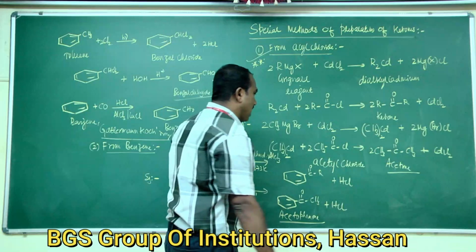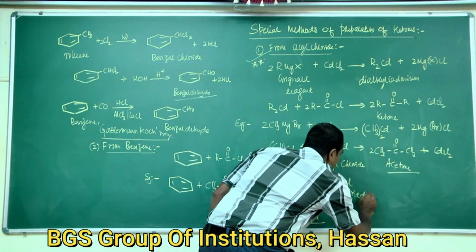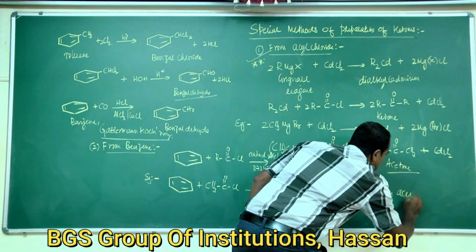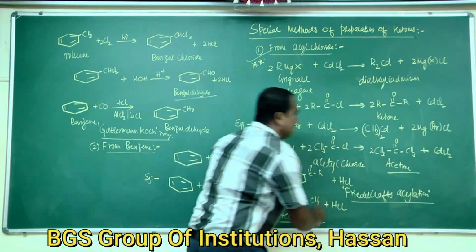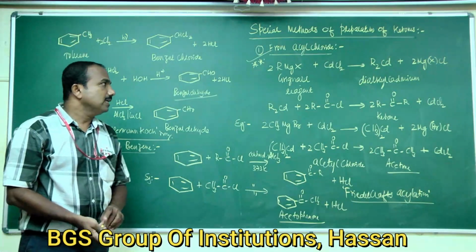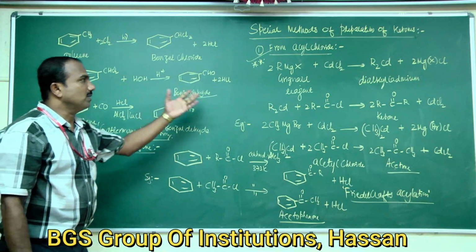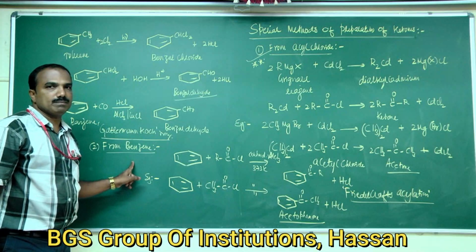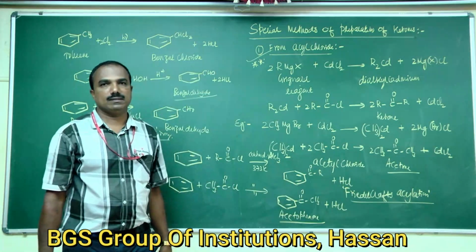This reaction is called the Friedel-Crafts acylation reaction. Okay. So that is the preparation of ketones. One such method is from acyl chloride, and the second method is from benzene. That reaction is called Friedel-Crafts acylation. Okay, thank you.